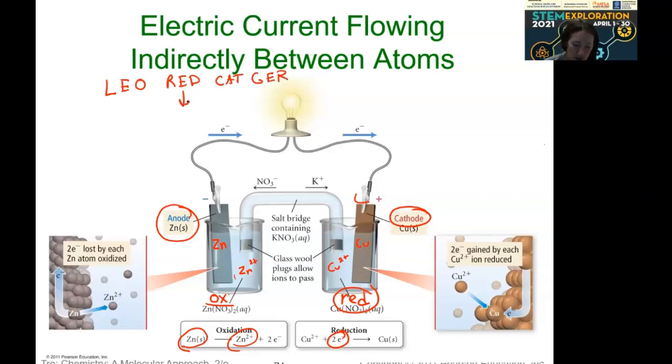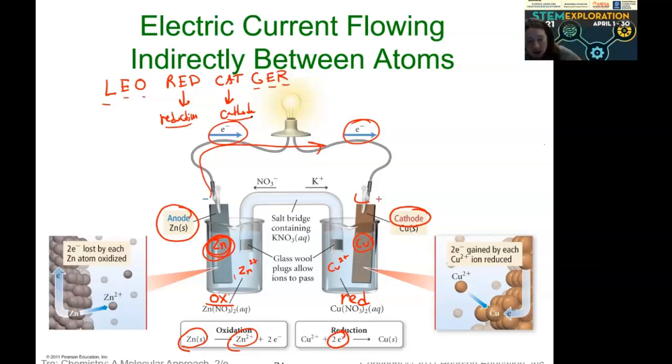Because reduction happens at the cathode. Okay, so Leo, the red cat, goes Ger. Lose electrons, oxidize. So you can see the electrons are traveling this way, away from our zinc. Our zinc is losing electrons, so our zinc is oxidized. Our copper is gaining the electrons, so therefore it is reduced: gain electrons, reduced, and reduction happens at the cathode.